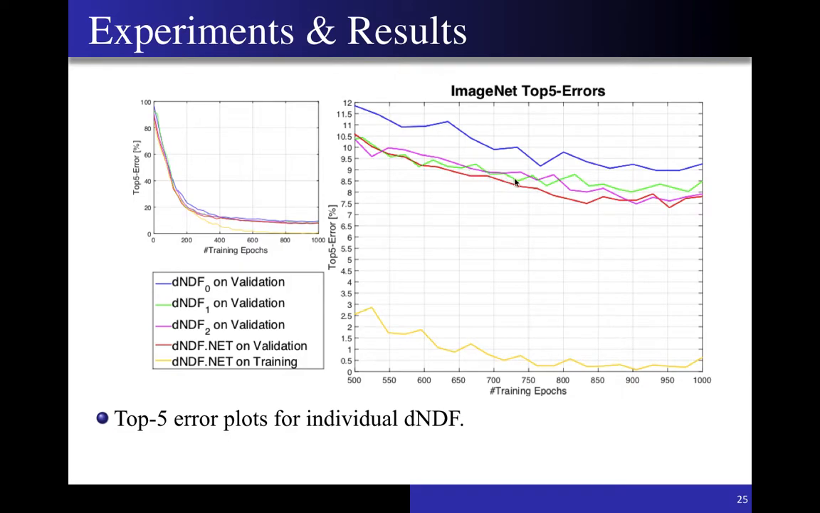So, taking the mean of all three DNDFs, we get an error of 7.84 here, like for the red line, which is for the entire network, taking the average. This is 7.84 after 1000 epochs on the validation set.